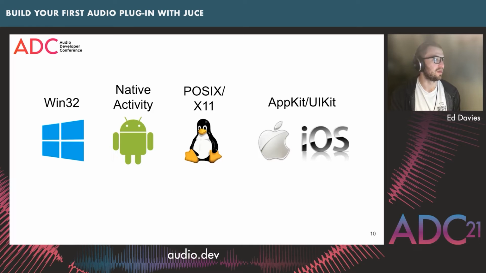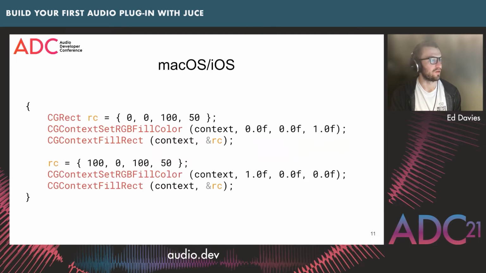So on Windows, this will be the Win32 API, or more recently UWP. Android, you're talking to the native activity, which is going to be speaking Java. And then on Linux, you've got POSIX and X11 or Wayland as your windowing manager. And then on Apple platforms, you're talking AppKit and UIKit for the graphics side of things. So these APIs are a lot different to our initial pseudocode, and they're using platform-specific things.